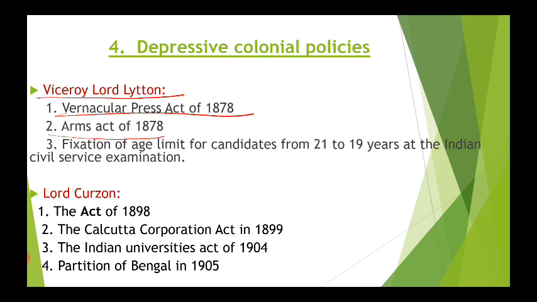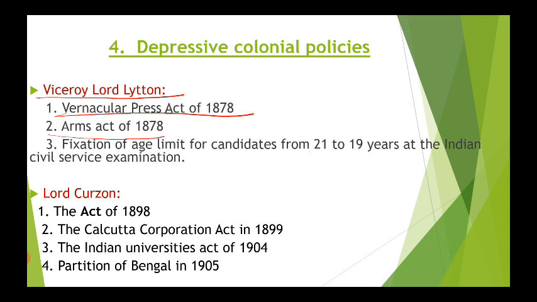And fixation of the age limit for candidates from 21 to 19 years at the Indian Civil Service examination. First of all, the civil service examination had to be taken in England. And they also limited the age, from 21 to 19. According to this, he deliberately reduced the age so that he could debar Indian youth from competing for the Indian Civil Service. He wanted the Britishers to be appointed as Indian Civil Service officers, not the Indians.